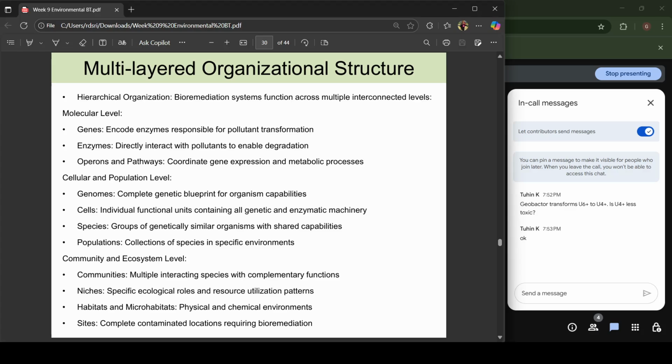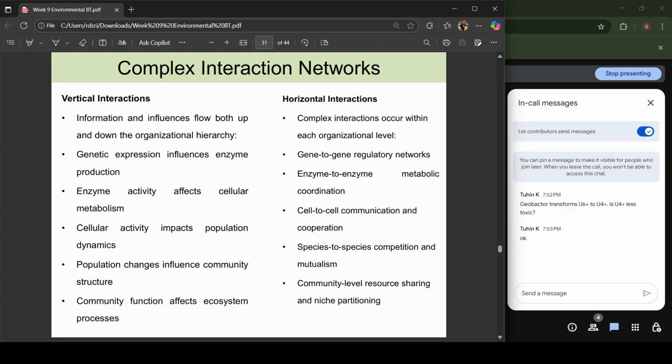And then comes habitats and microhabitats, where we talk about the physical and chemical environments that drive the microbial metabolism. And finally, we talk about sites, which is the location which is contaminated and requires bioremediation. So starting from genes to the sites, you just have to zoom out to visualize each of this level, and this is known as multi-layered organizational structure.